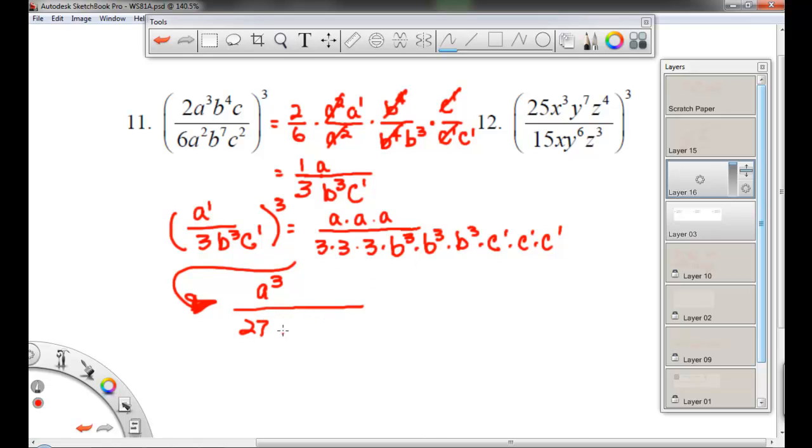B to the third, multiplied three times, would be 3 plus 3 plus 3, so b to the ninth. And then I have c, 1 plus 1 plus 1 is 3, so c to the third. So that is my final answer for number 11.